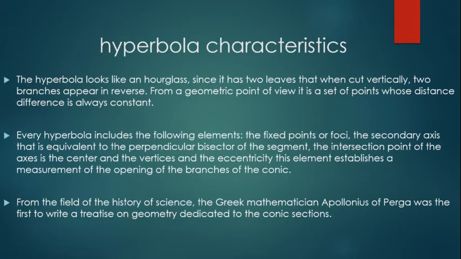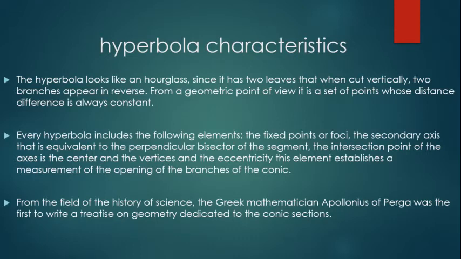The hyperbola looks like an hourglass; if cut vertically, two branches appear in reverse. From a geometric point of view it is a set of points whose distance difference is always constant. Every hyperbola includes the following elements: the fixed points or foci, the secondary axis that is equivalent to the perpendicular bisector of the segment, the intersection point of the axes, which is the center, and the vertices and the eccentricity. This element establishes a measurement of the opening of the branches of the conic.